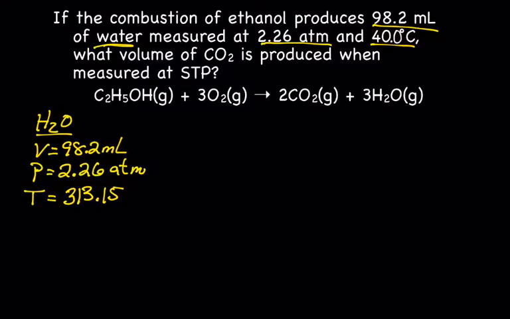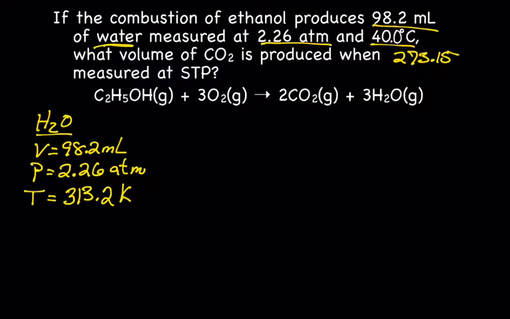313.15. We should check sig figs really quickly because we just did a calculation. And since we're adding, we look at the decimal places. So we have 40.0, and then we had 273.15, so we're going to end up with one digit after the decimal. So let's change this to 313.2. Okay. So now we have listed what we know about the known.